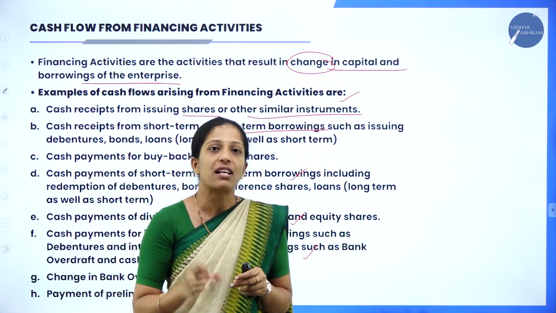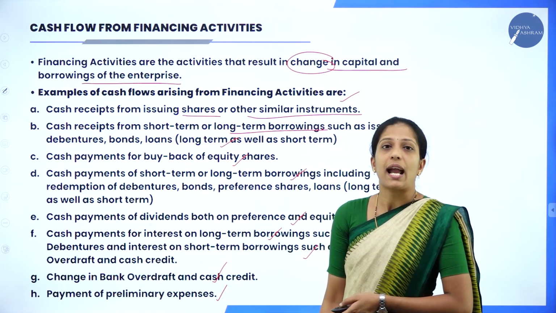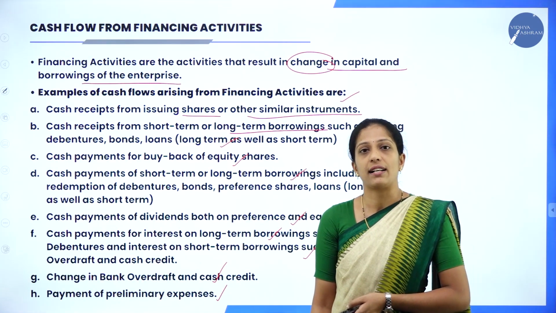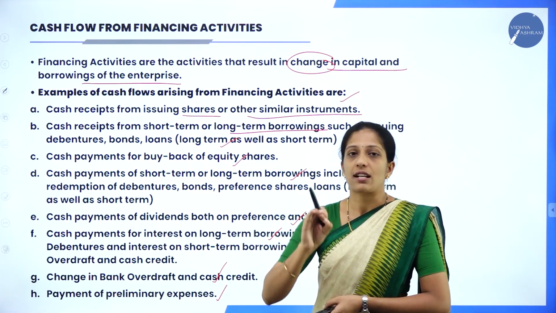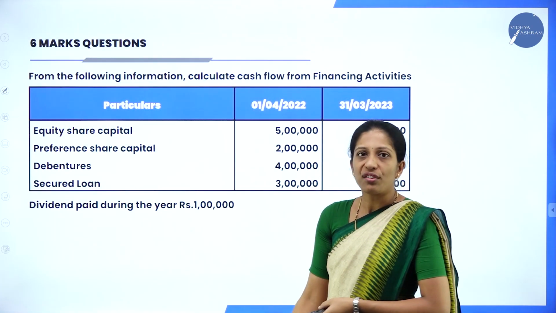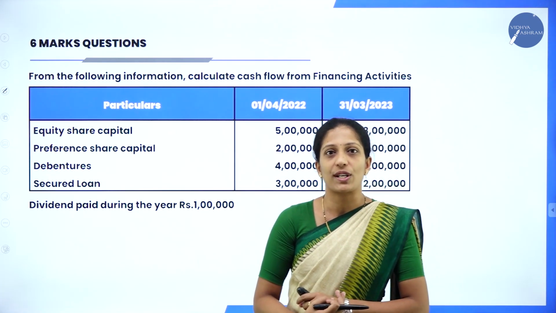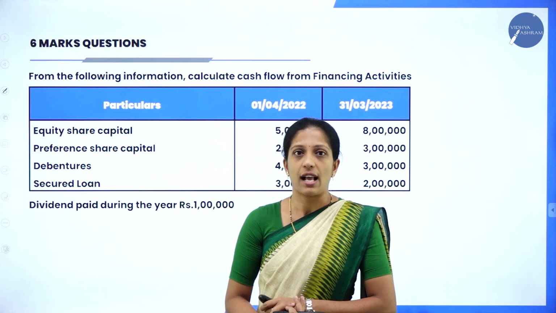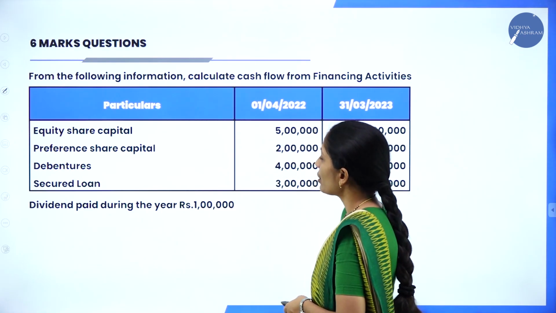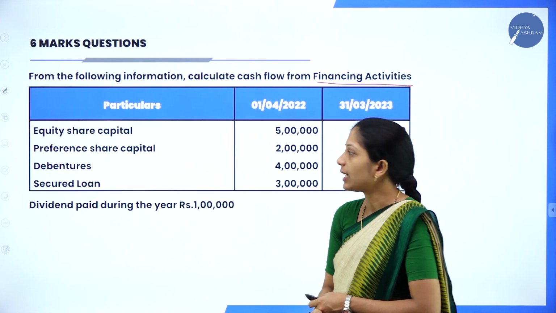All these are termed as what? Financial activities. So that result in change in the capital as well as borrowing of an enterprise. So all these activities are termed as what? Financial activities. Now let us move on to the problem directly. So let's see what are the questions they have asked in your previous question paper in relation to your financial activities. So from the following information, calculate cash flow from financing activities.